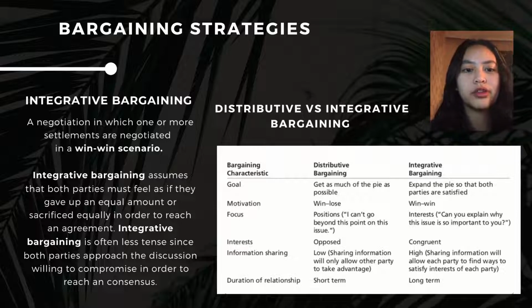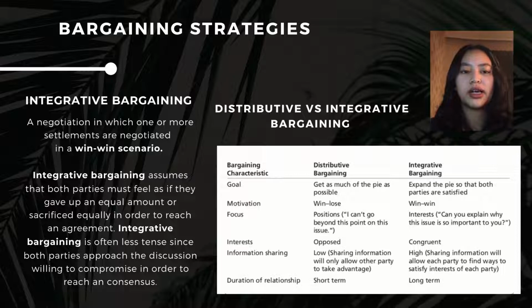The goal of distributive bargaining is to get as much of the fixed pie as possible, whereas in integrative bargaining, the goal is to expand the pie so that both parties are satisfied. The motivation of distributive bargaining is win-lose, whereas integrative bargaining is win-win. The focus of distributive bargaining is position, whereas integrative bargaining is interest. The interest of distributive bargaining is opposed, whereas integrative bargaining is congruent.